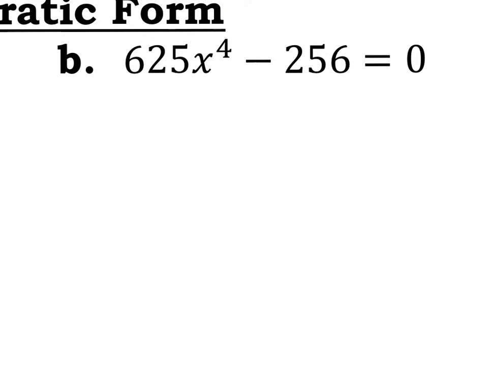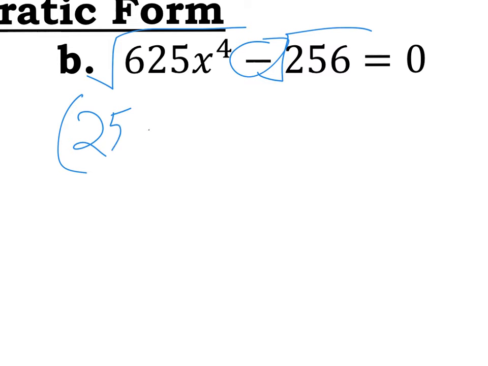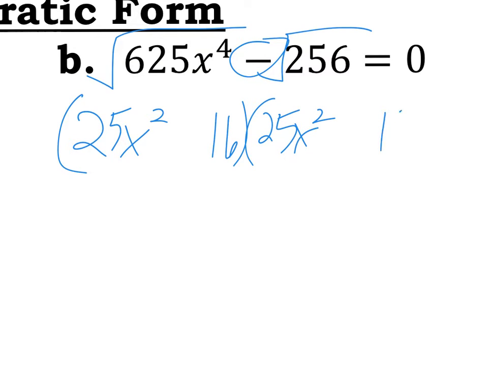So I'll try and go through this one a little quicker. Example B is another difference of squares because you can take the square root of both terms and there's a minus sign in the middle. So the square root of 625 is 25 and the square root of x to the fourth is x squared. And the square root of 256 is 16. So I'm going to write 25x squared plus 16 and then 25x squared minus 16. And then I guess equals 0.